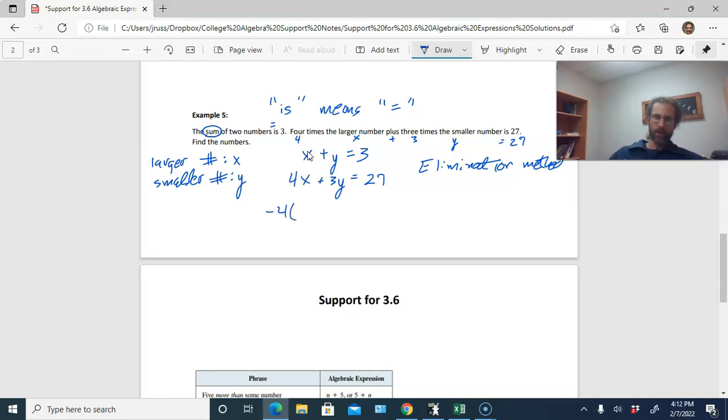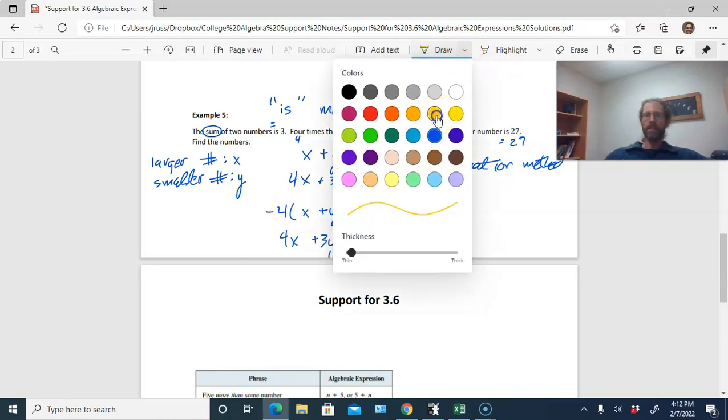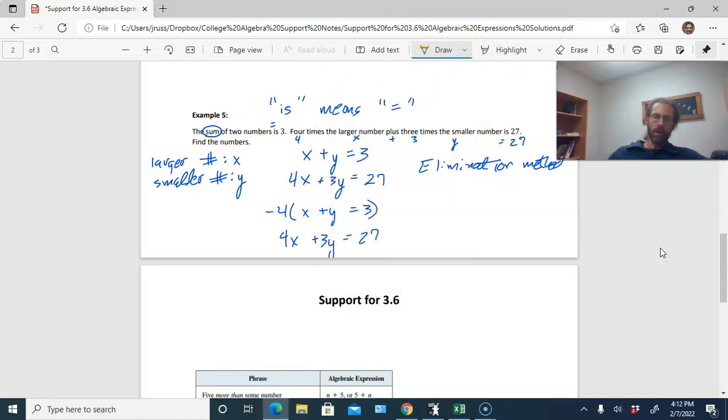This is how you show it. You take that top equation and you multiply it by negative 4. As long as we multiply every term in this equation by negative 4, this equation will stay balanced. Then the bottom equation I'm going to leave the same, just rewrite it. But to multiply the top equation by negative 4 means I need to distribute that negative 4 to all the terms in that equation.